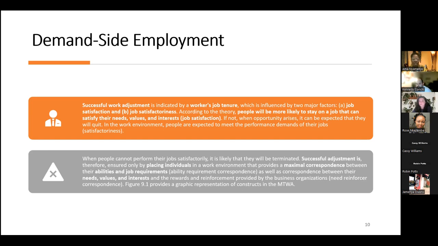And it says that on the other side, when people cannot perform their jobs satisfactorily, it is likely that they will be terminated. That successful adjustment, therefore, is ensured only by placing individuals in a work environment that provides maximum correspondence between their abilities and their job requirements, as well as between their needs, values, and interests. So it's a constant reinforcement.